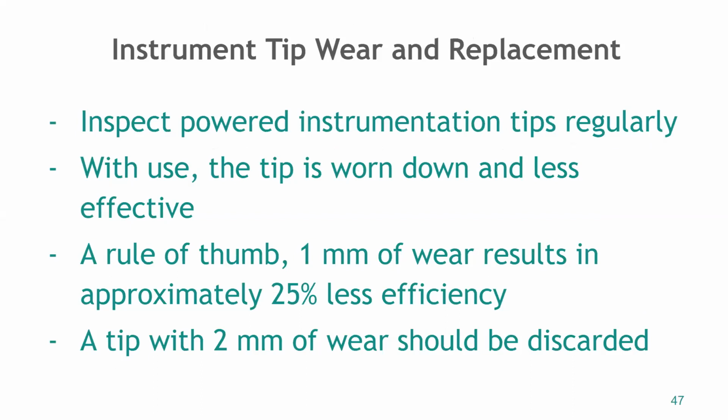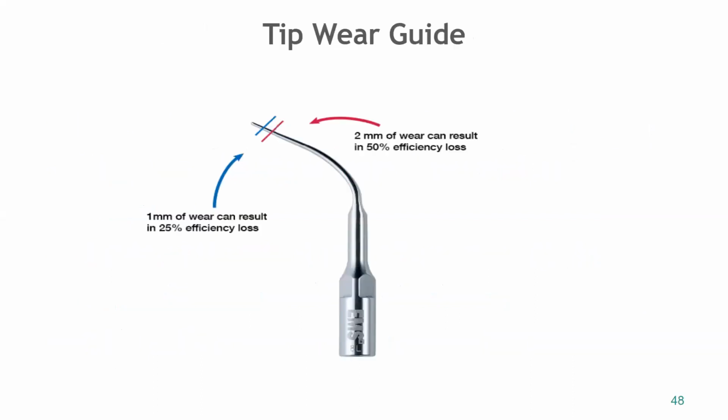So it's important that we inspect our power instrumentation tips regularly. With use, the tip is worn down and less effective. A rule of thumb: 1 millimeter of wear results in approximately 25% less efficiency. A tip with 2 millimeters of wear should be discarded. This is a piezo tip also, but most times, when you order tips, or we have one on the autoclave, you can put the tip up against the little measuring guide and it will tell you when it's time to get rid of it.